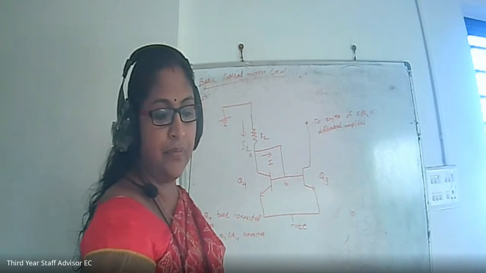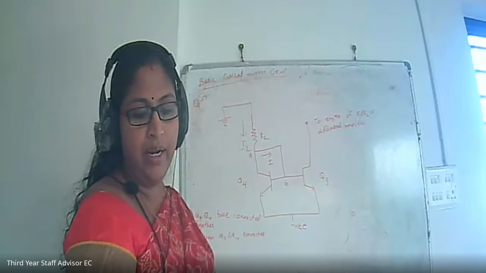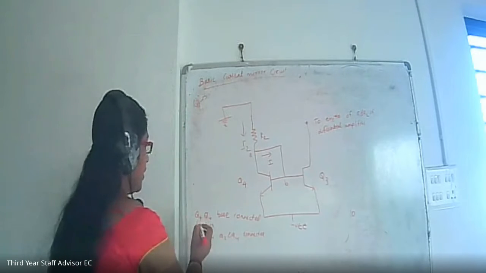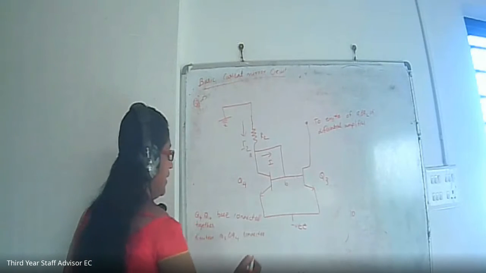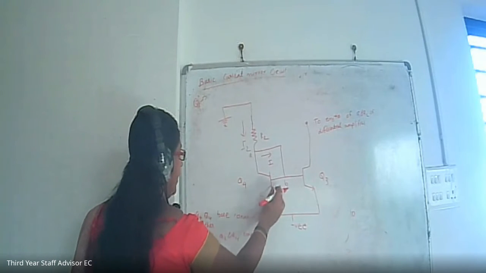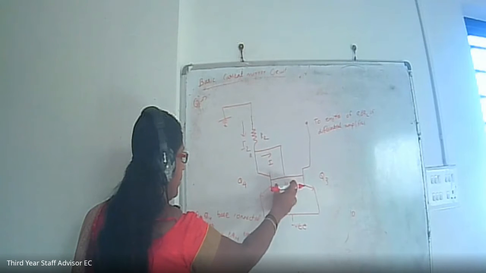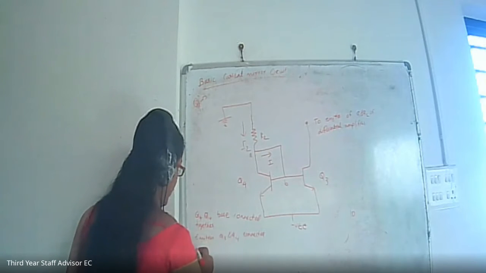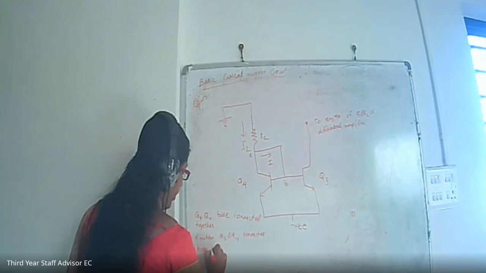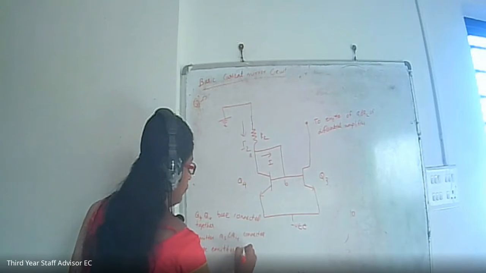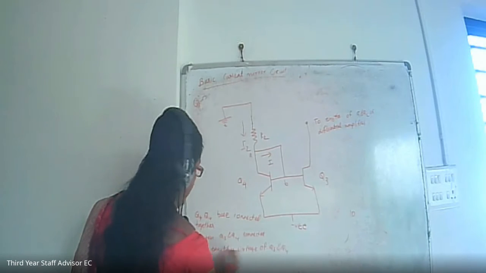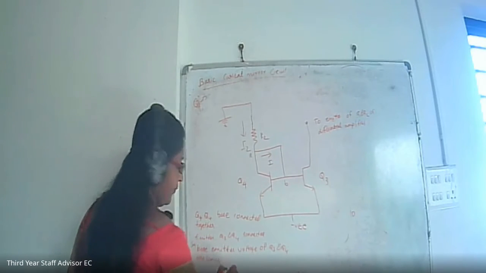Both the transistors, Q3 and Q4, have the same base voltages and base currents. Here the bases are connected together, the emitters are connected together, so the base to emitter voltage is the same, right? Since the Q3 and Q4 bases are connected together and the emitters are connected together, their base emitter voltage will be the same. You can note it down. So the base emitter voltage of Q3 and Q4 are the same.